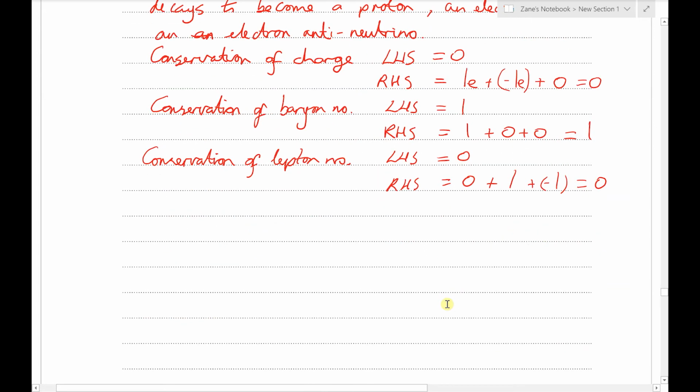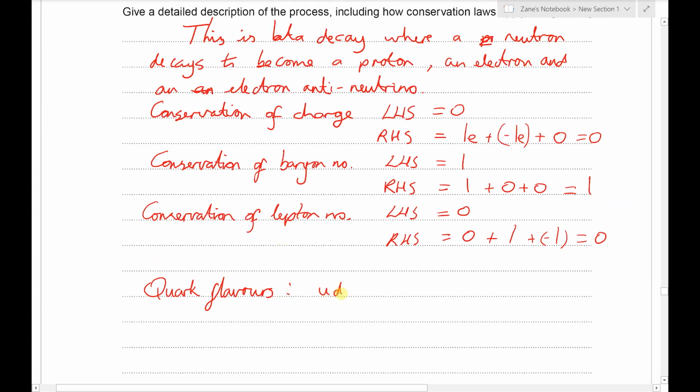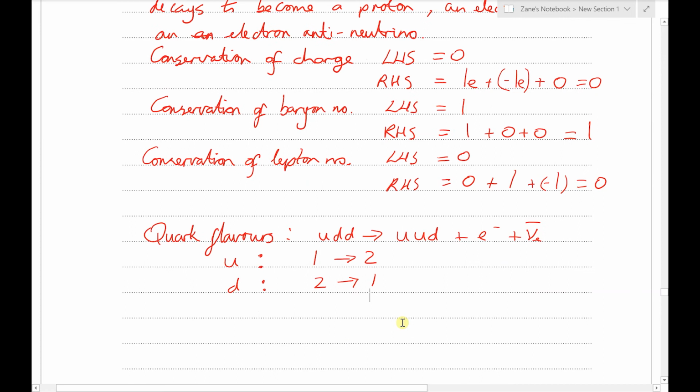We can also look at quark flavors. So let's rewrite the equation. The neutron is up, down, down, becomes a proton, up, up, down, plus the electron, not made of quarks, plus the electron antineutrino, again not made of quarks. So in terms of up quarks, we have 1 on the left, 2 on the right, and down quarks we have 2 on the left, becoming 1 on the right. So quark flavors are not conserved.